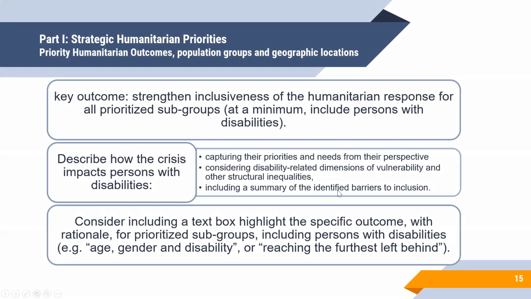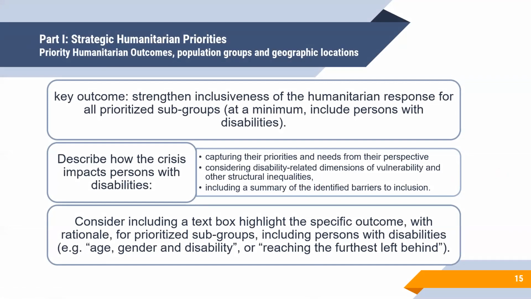So in terms of the strategic humanitarian priorities, Ahmed mentioned persons with disabilities as a subgroup. And so I just wanted to emphasize that again. We really do strongly recommend that persons with disabilities are recognized as a prioritized subgroup. And this is in recognition of the fact that we know that there will be people with disabilities among all populations in all types of emergencies, and they will always be differently impacted, and generally more negatively, disproportionately impacted by the emergency.